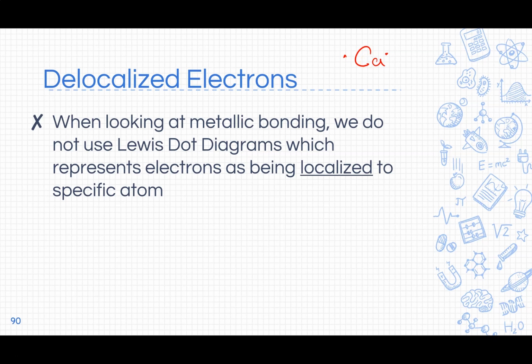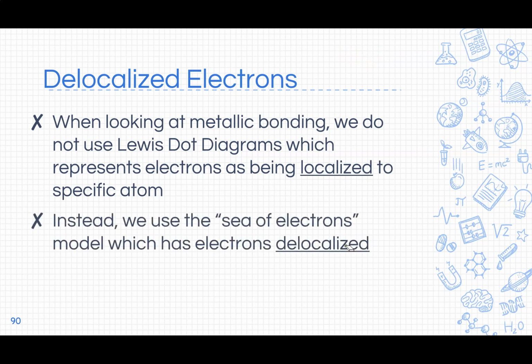But when we look at metallic bonding, we actually don't look at valence electrons being for a specific atom. Instead, we use this sea of electrons model. The sea of electrons model has electrons delocalized, meaning that electrons don't belong to a specific atom. They're just in this sea of electrons that could go to any atom. So it's important to know that metallic bonding doesn't really use Lewis dot diagrams. Instead, it uses this sea of electrons model, which means that valence electrons are not localized to any specific atom.